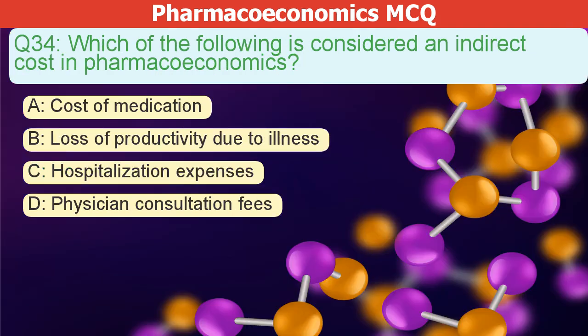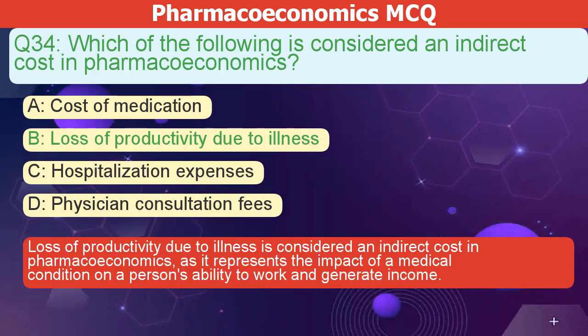Which of the following is considered an indirect cost in pharmacoeconomics? A. Cost of medication. B. Loss of productivity due to illness. C. Hospitalization expenses. D. Physician consultation fees. The correct answer is B. Loss of productivity due to illness is an indirect cost in pharmacoeconomics. It reflects how a medical condition affects a person's work and income.